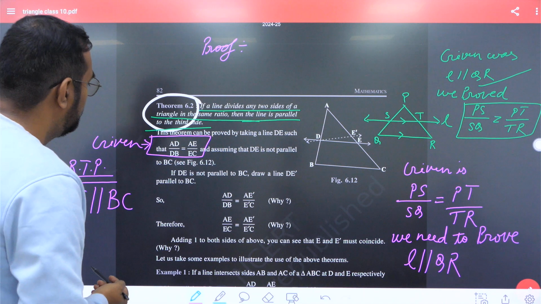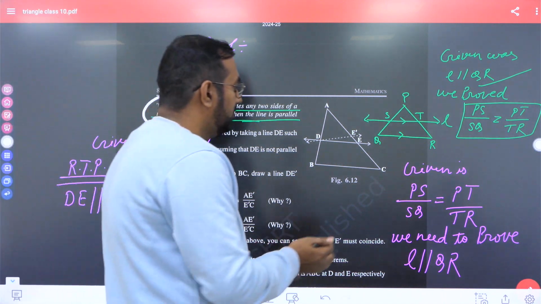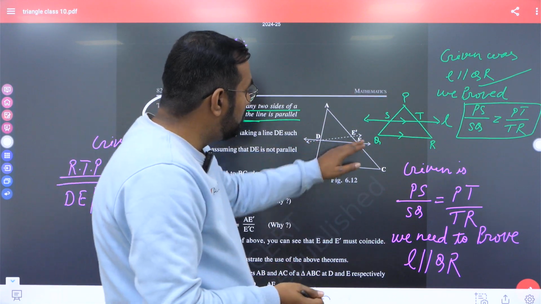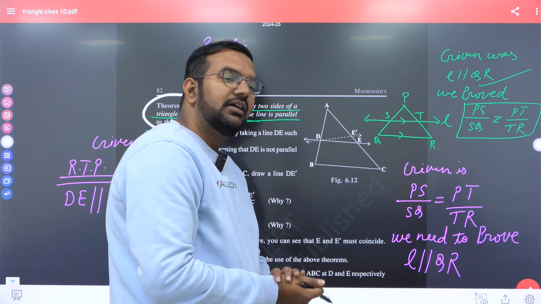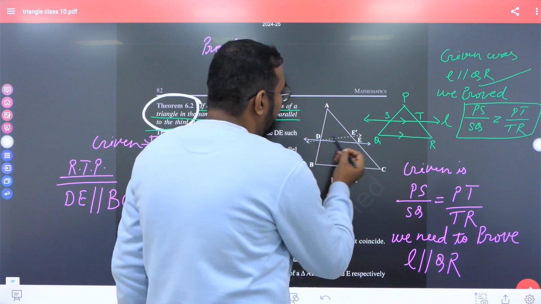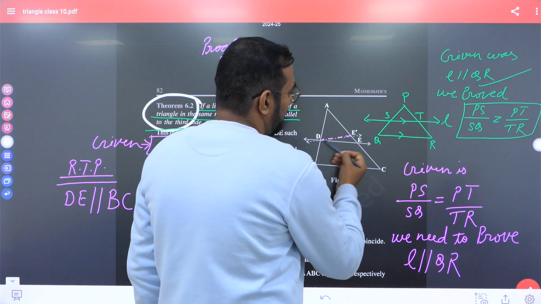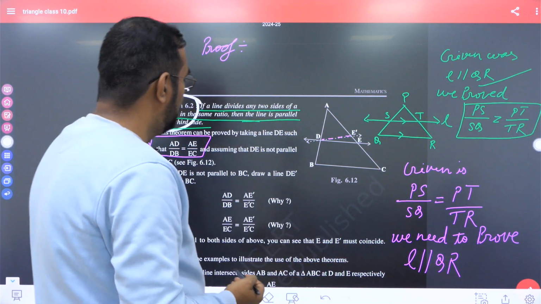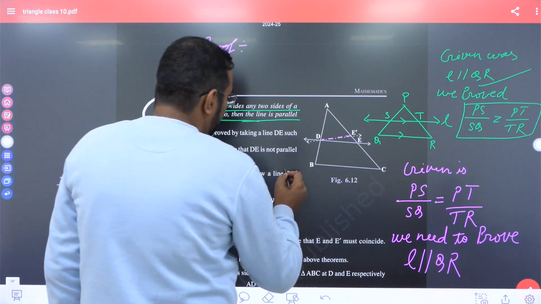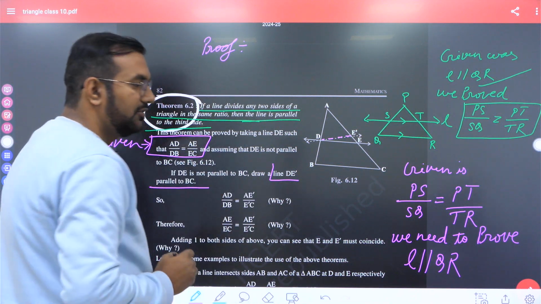What will we assume? DE is not parallel to BC. Means we are supposing that DE is not parallel. If DE is not parallel to BC, then there must be a line that is parallel to BC. Let's say DE dash is parallel to BC. So we assume that DE dash is parallel to BC.